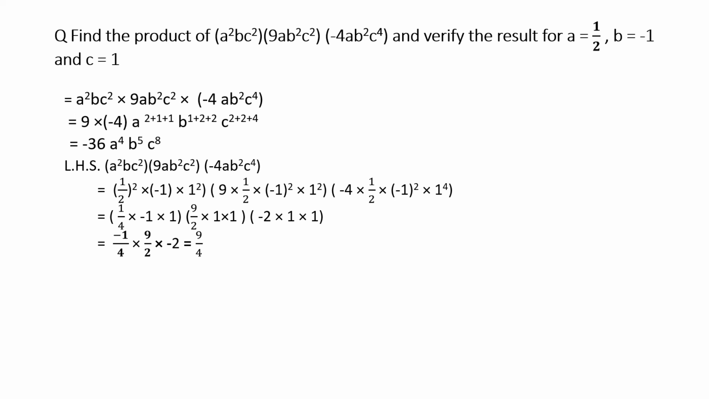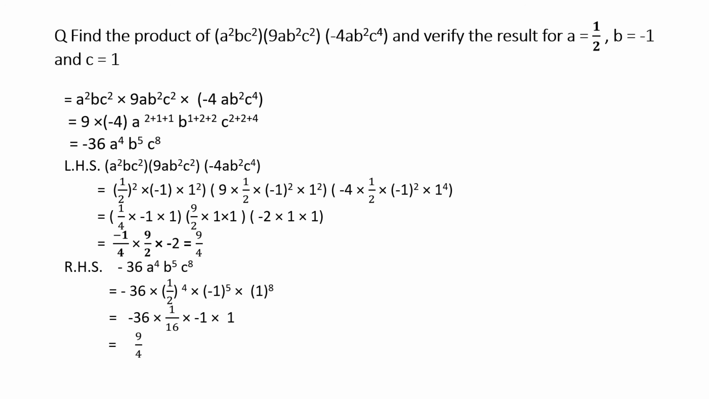Now in the RHS, we are going to put the values here. Minus 36 into 1 by 2 raised to power 4 into minus 1 raised to power 5 into 1 raised to power 8. So 1 by 2 raised to power 4 is 1 by 16. 1 by 2 into 1 by 2 into 1 by 2 into 1 by 2 into minus 1 into 1, and when you simplify it, you will get plus 9 by 4. The values of LHS and RHS are both the same, so hence verified.